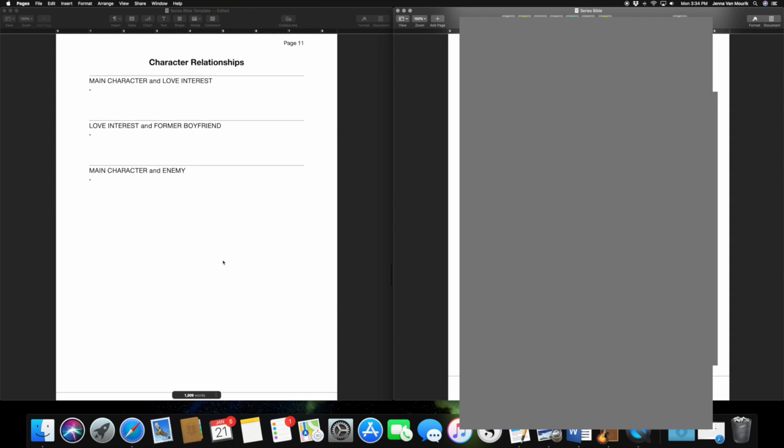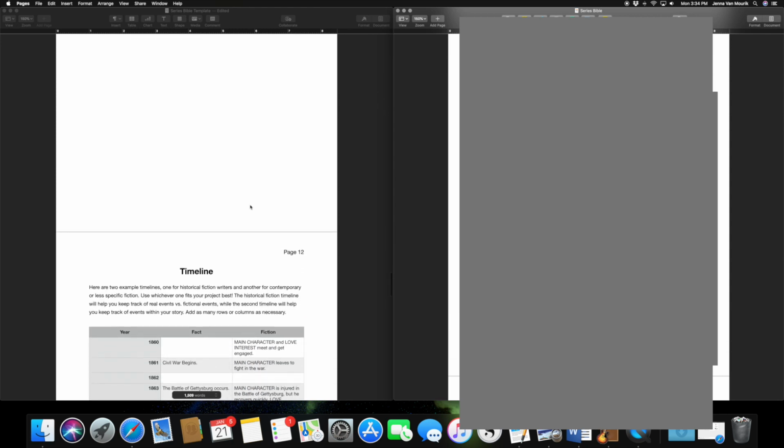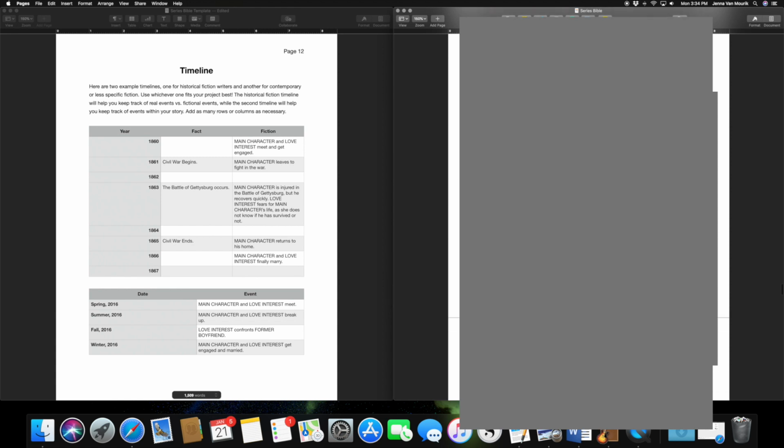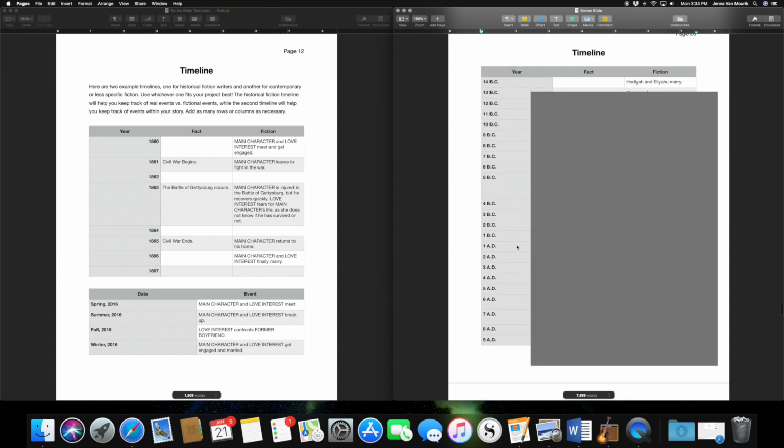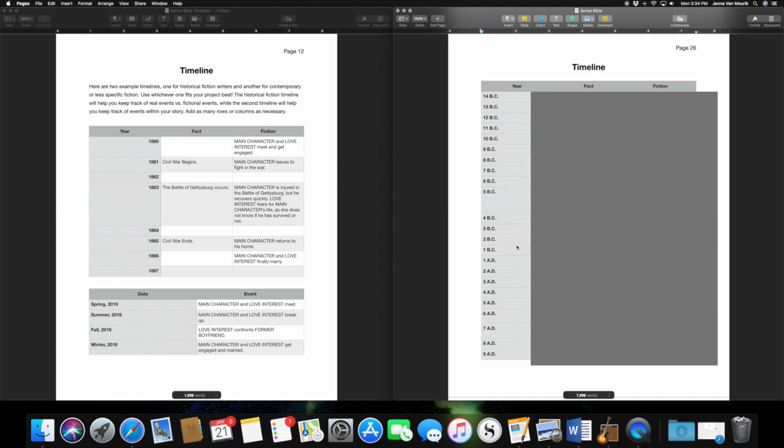Now, here we are getting into probably one of the categories that I get asked about most when it comes to my series Bible, and that is my timeline. I created a timeline in Excel.